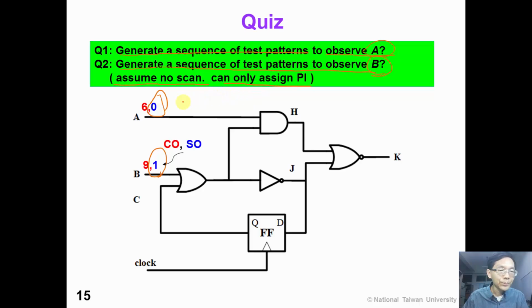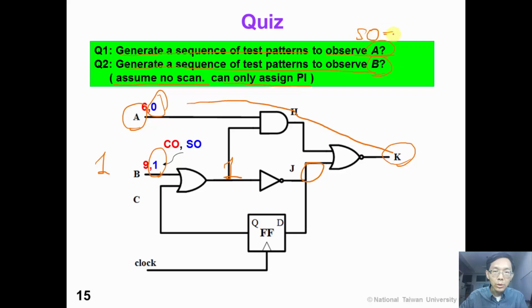Now, are you finished? If we want to observe A, all we need to do is control B to 1. In this way, all the side inputs of the AND gate and the NOR gate are non-controlling, so we can directly observe the value at primary output K. So actually we don't need any clock. So this is why the value of SO of A is equal to 0.